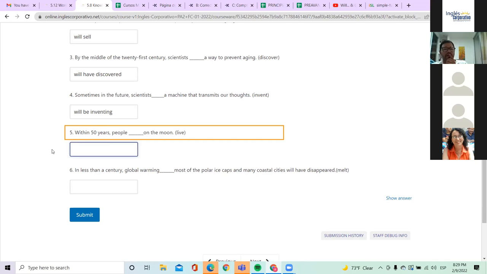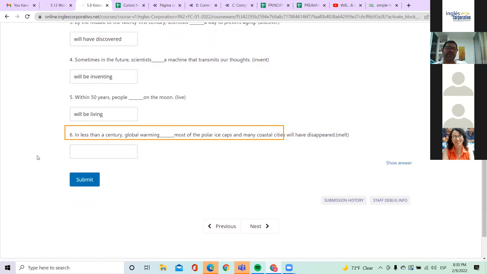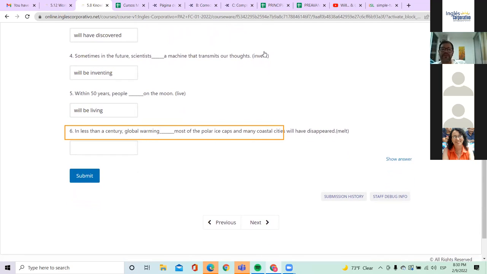So, dentro de 50 años, o dentro de los próximos 50 años. I think it's exactly a specific time, but when is the continuous, that's the reason we're living. Right. Okay. When we use within, we're talking about dentro de, or dentro de unos 50 años. Mm-hmm. Okay, perfect. Excellent. Thank you very much. All right. And finally, number six. Who wants to read number six?